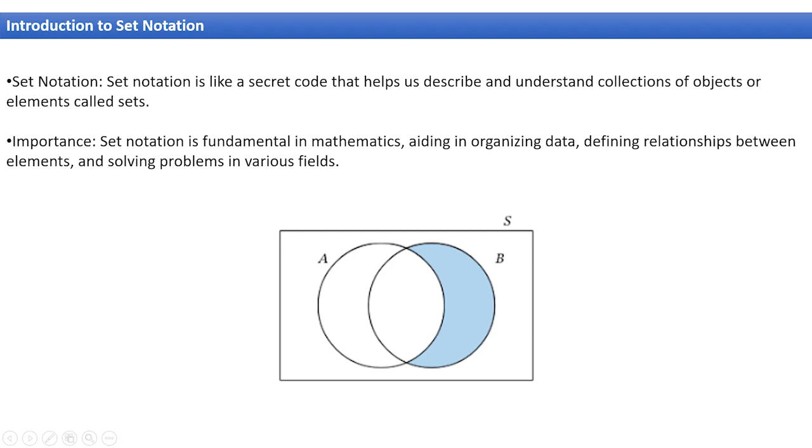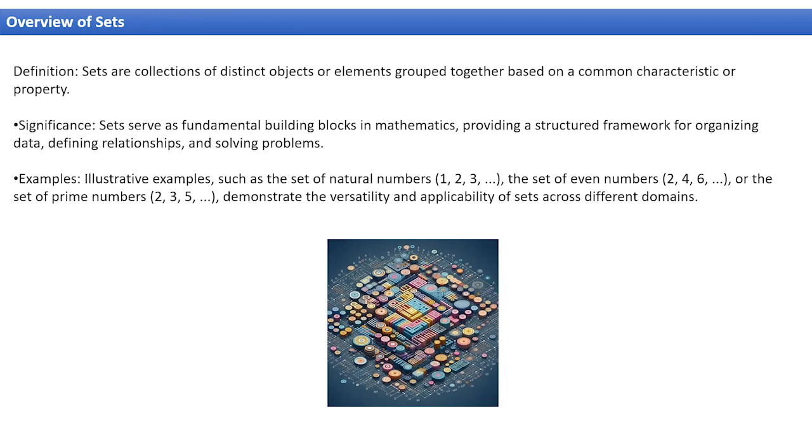What exactly are sets? Sets are collections of distinct objects or elements grouped together based on a common characteristic or property. They are like the building blocks of math, providing us with a structured framework for organizing data and solving problems. For instance, consider the set of natural numbers, the set of even numbers, or the set of prime numbers. Each of these sets demonstrates the versatility and applicability of sets across different domains.